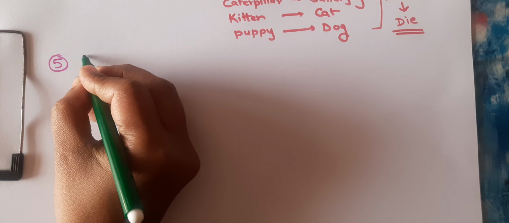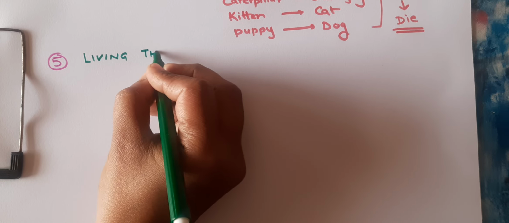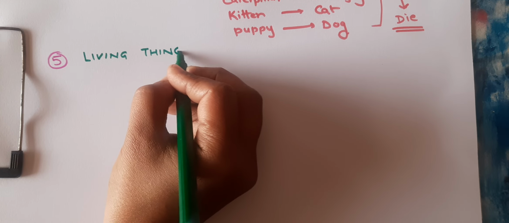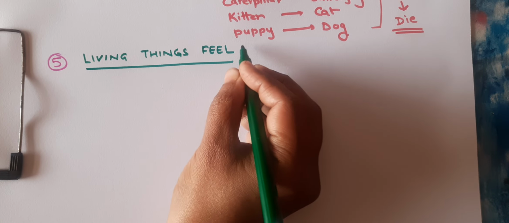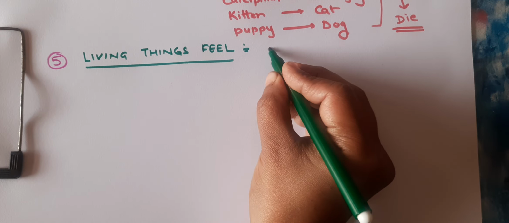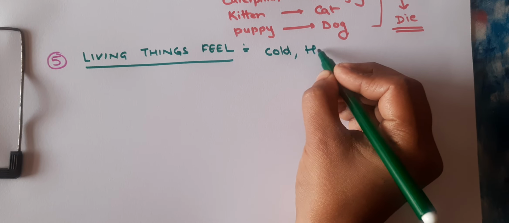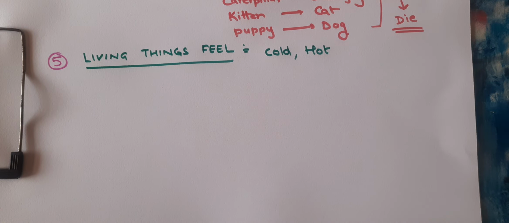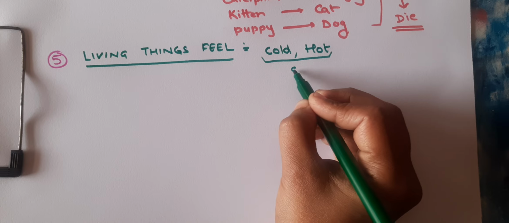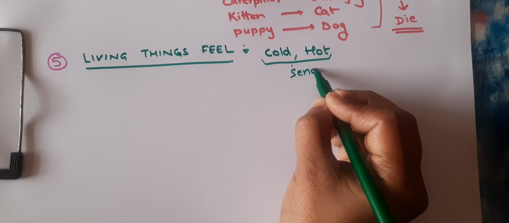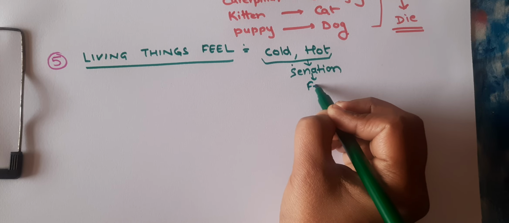The next is living things feel. The fifth is living things feel. So I will give you an example. Do you feel cold? Yes, in the winter we feel cold. In the summer, how do you feel? We feel hot. Why? Because we have a sensation that is known as feeling. So we can sense, we can feel.